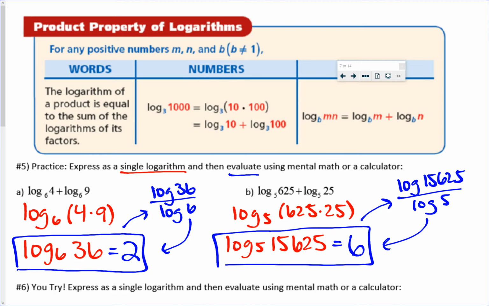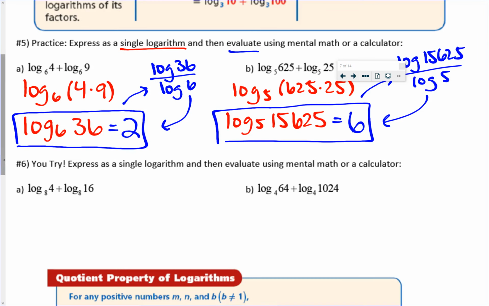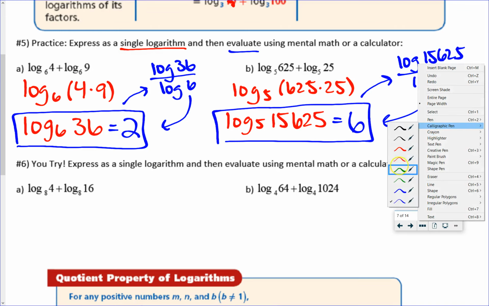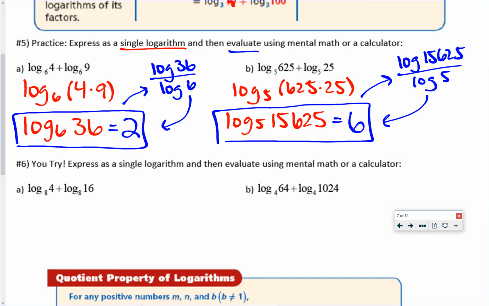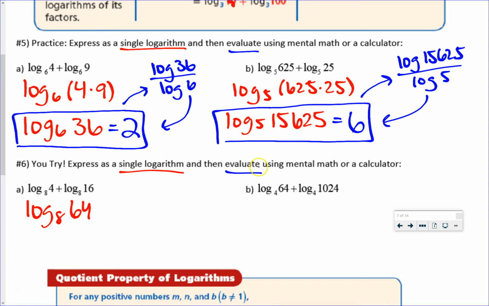All right, you try the next one. So number 6, there's an A and a B. They're all yours. You try number 6. So like on part 6A, I need to see you know how to multiply. That you know adding two logs together means I can bring them together with multiplication. So I need to see that this is log 8 of 64. I have to see that. Okay? That's the single log part. And then the evaluate part is when you tell me what it equals. So evaluate, this equals 2. So that's what I would need to see on a quiz.